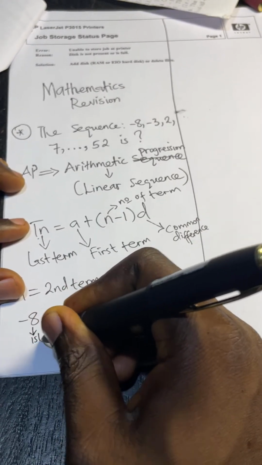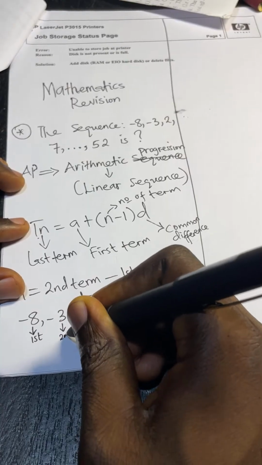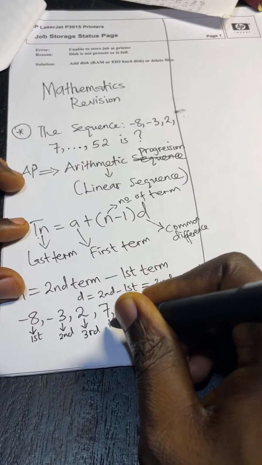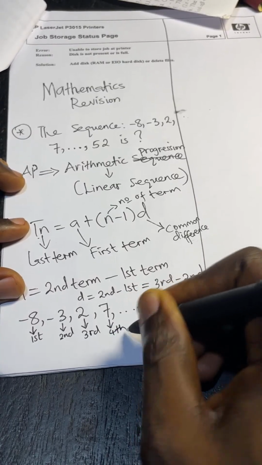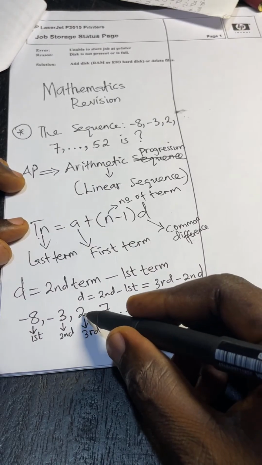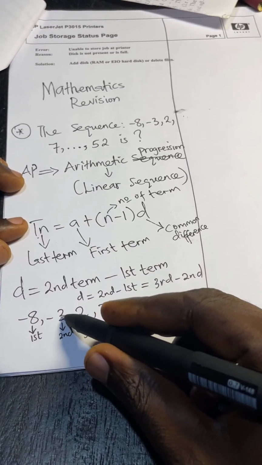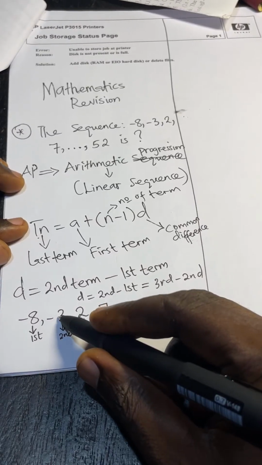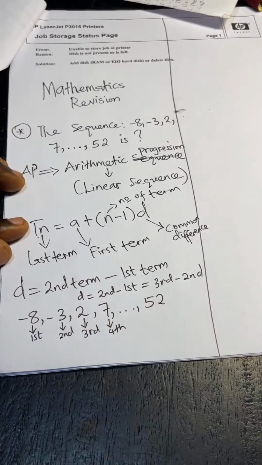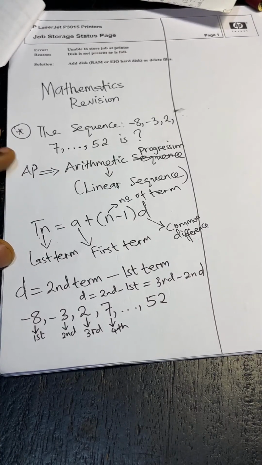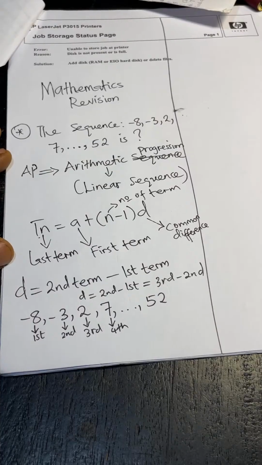This is my first. This is my second. This is my third. This is my fourth. So what is the common difference telling you? That when you say 7 minus 2, it's the same as 2 minus 3, which is the same as 2 minus minus 3, which is the same as minus 3 minus 8. Are you seeing it now? That is what it's trying to tell you.